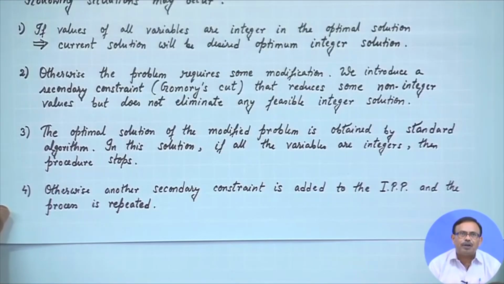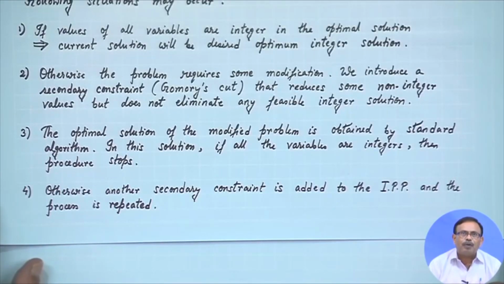Number 2 is otherwise, the problem requires some modification. That means, in the solution you have obtained, the values of some decision variables are non-integers. So, what we do? We introduce a secondary constraint which we call Gomory's cut, that removes some non-integer values, but does not eliminate any feasible integer solution, which I emphasized earlier.